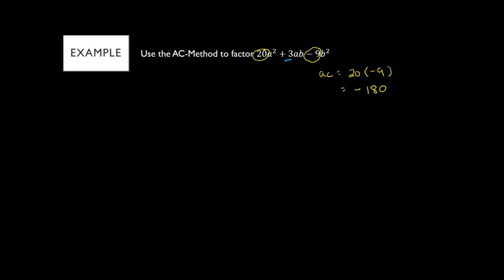And then we want to get a pair that adds to 3. So we're going to write down, we've got 1 times 180, 2 times 90, 3 times 60, 4 times 45, 5 times, starting to pull out my calculator, 36, 6 times 30, 7 gives me a decimal, 8 gives me a decimal, 9 times 20, I should have known.